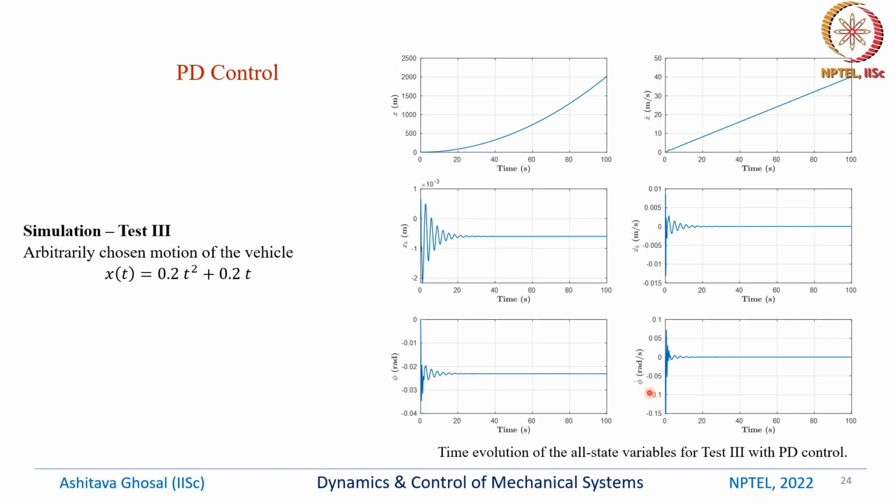Okay, so as you can see here, again something is being controlled. Both phi and xb are not going off to large numbers. It is staying at around 0.025. Okay.